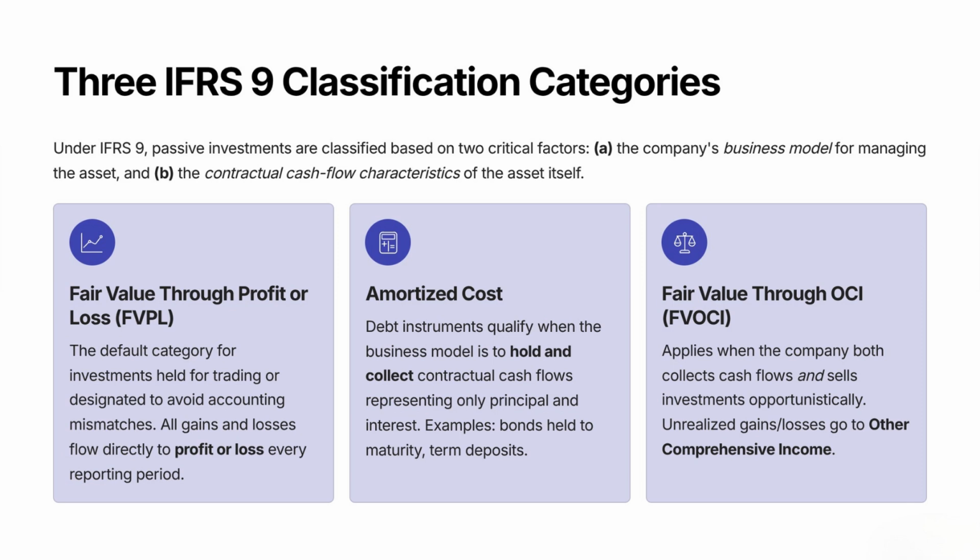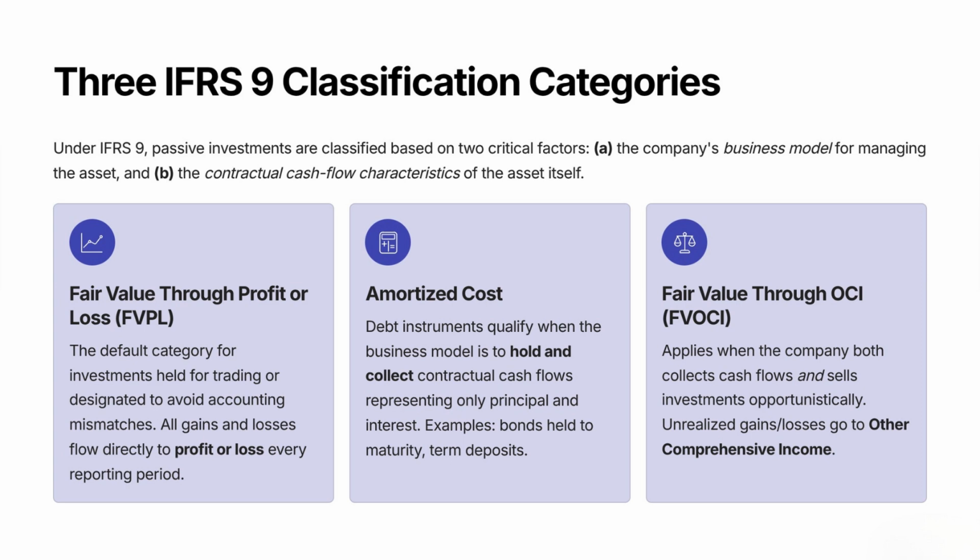We'll begin with FVPL, the default category. This applies to investments that don't meet the criteria for the other two categories. Typical examples include investments held for trading, or assets designated as FVPL to avoid accounting mismatches. All gains and losses go straight to profit or loss every reporting period.